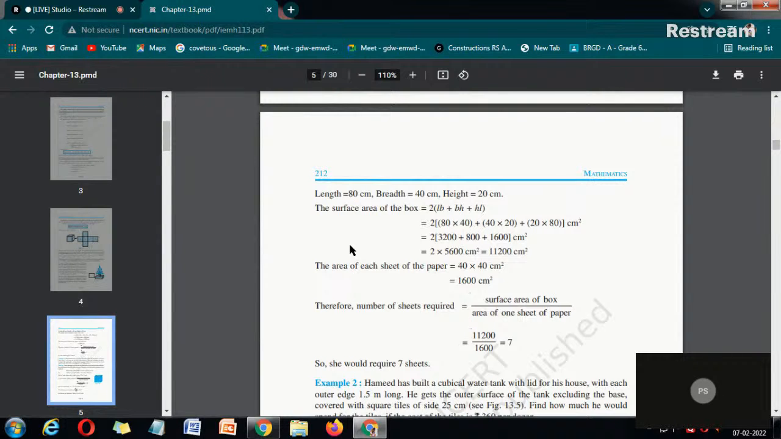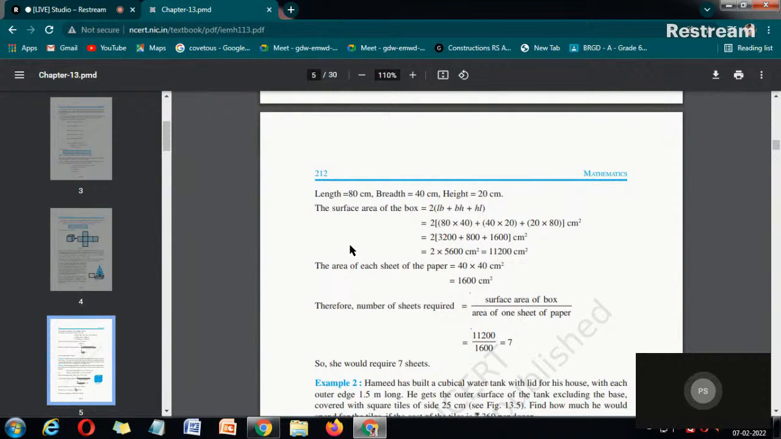Fine. Therefore, the number of sheets required equals the surface area of the box divided by the area of one sheet of paper. Then we should divide 11,200 by 1600. Then the zeros cancel. We get 7 as our answer. So totally we require 7 sheets. Okay, clear? We require seven sheets. Going on with our example 2, what does our example 2 say?